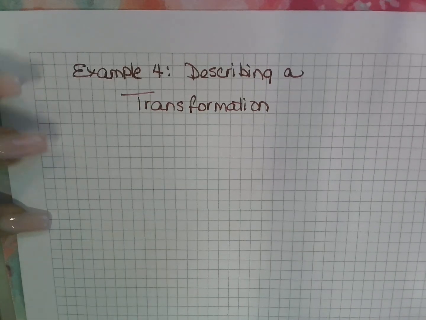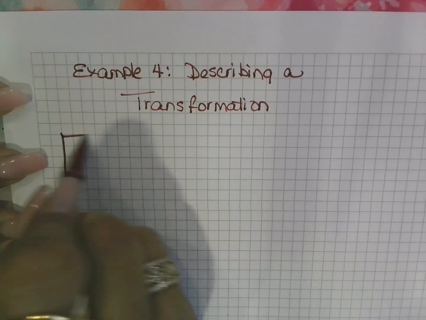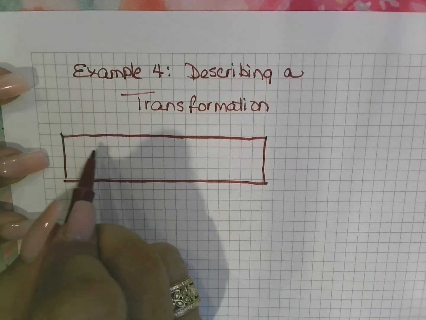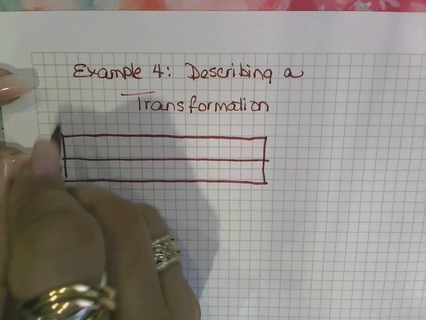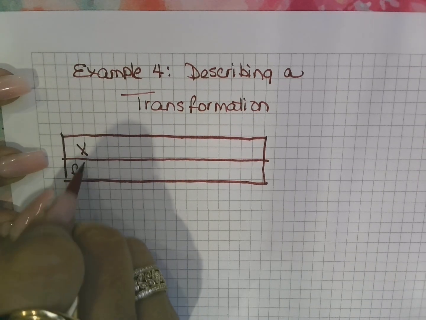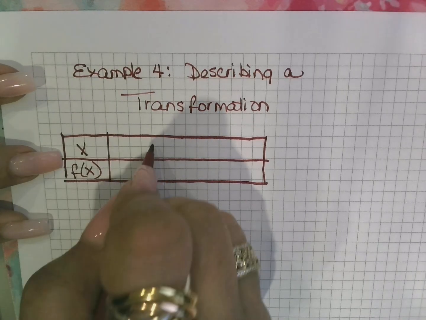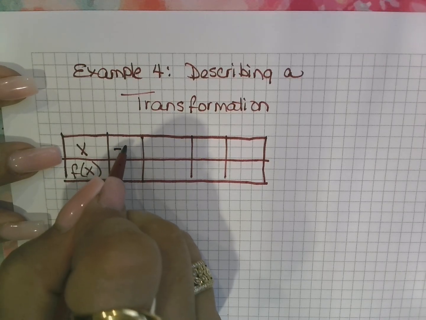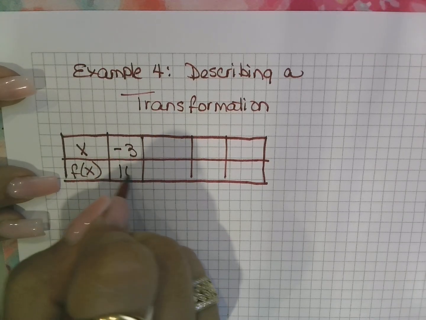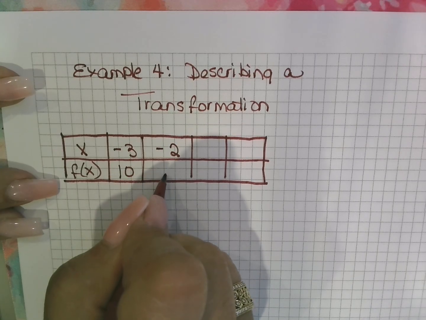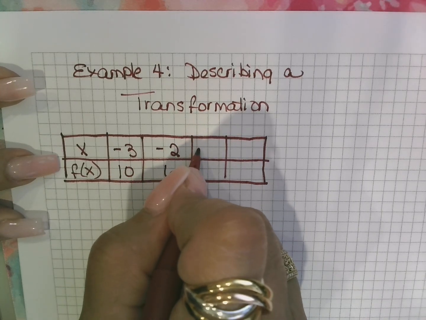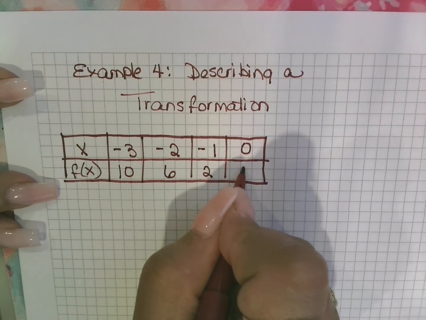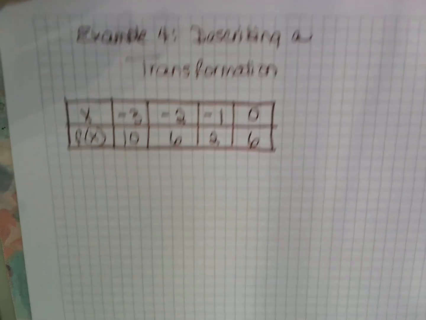Alright, so if they give you a table, here we have x, here we have f of x, and if x is negative 3, f of x gives me 10. If x is negative 2, f of x gives me 6. If x is negative 1, f of x gives me 2. And if x is 0, f of x gives me 6. All right, so that's the relationship there.